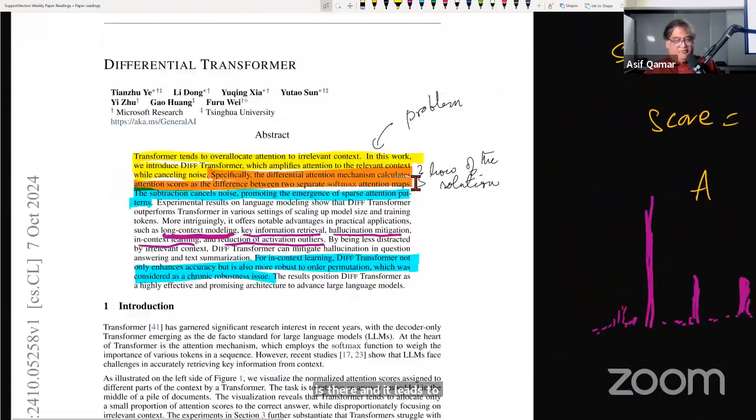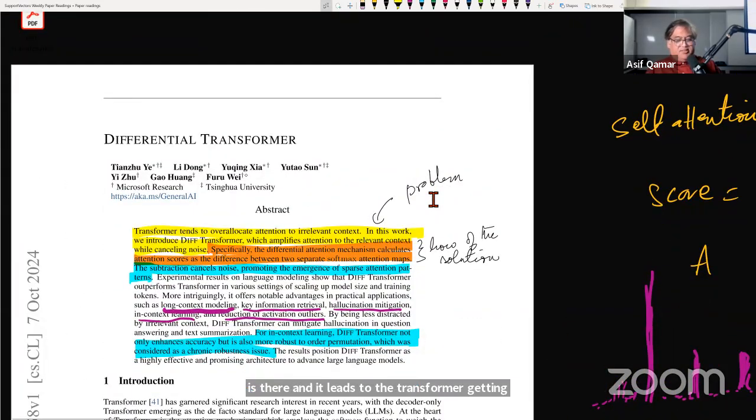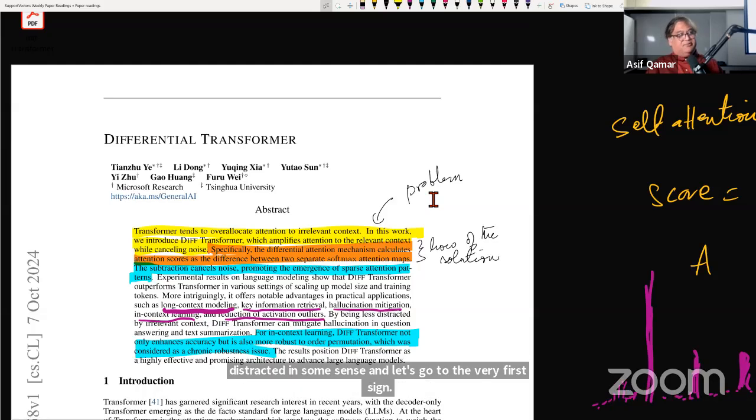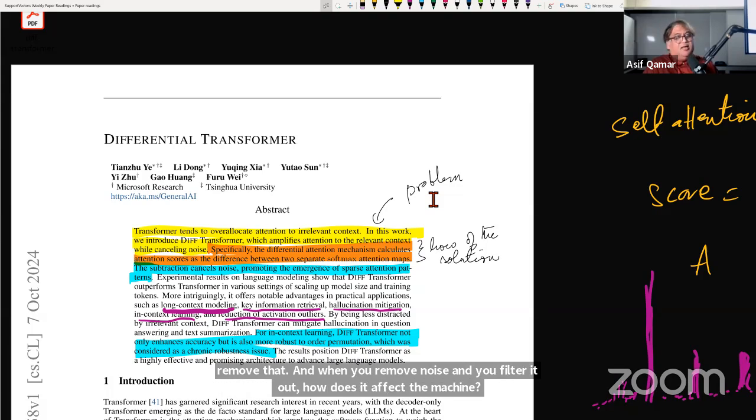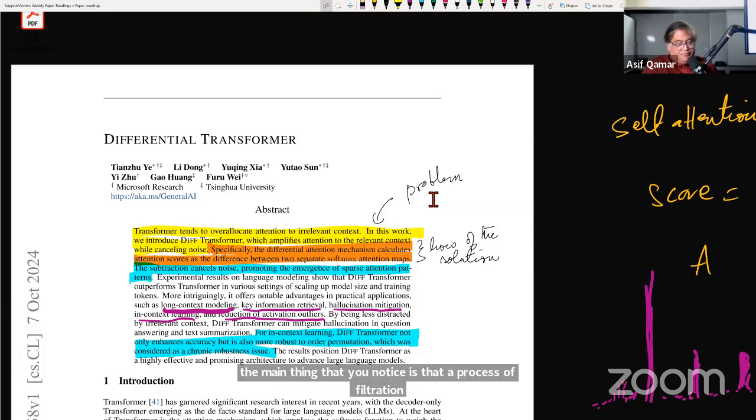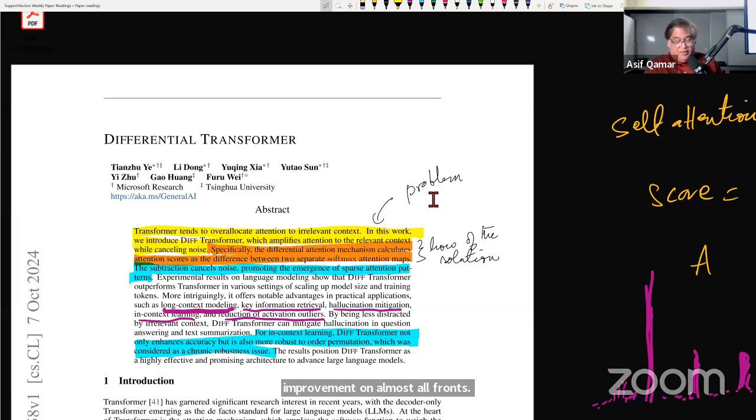And let's go to the very first sense. Yeah, transformers tend to over-allocate attention to irrelevant context. Basically, it's asking why is it listening to noise? Right? Let's remove that. And when you remove noise and filter it out, how does it affect the machine? The main thing that you notice is that a process of filtration does lead to improvement on almost all fronts that you think of in a transformer. Right? So far so good. The experimental results prove it.